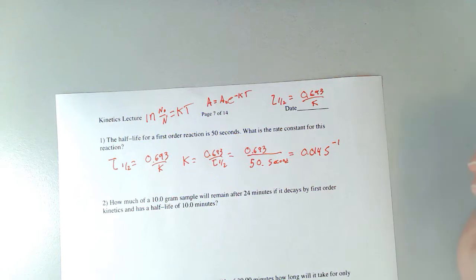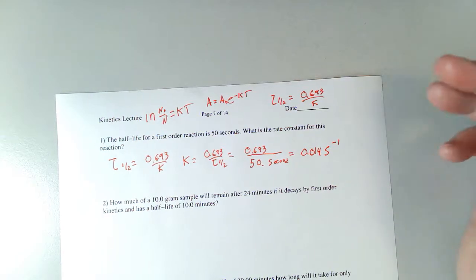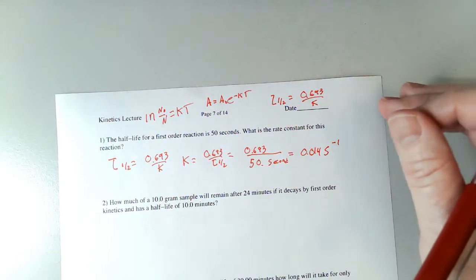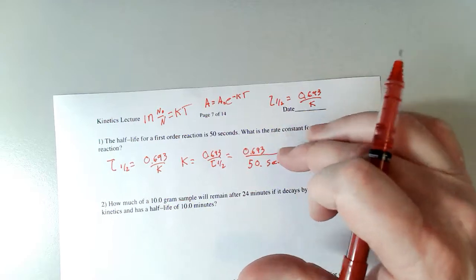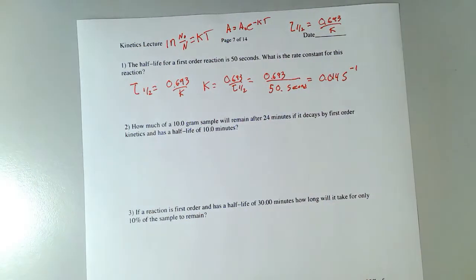Now, first order rate constants will always have a unit per time, per second, per minute, etc. We're going to do this a lot because normally we're going to need the rate constant within a question.